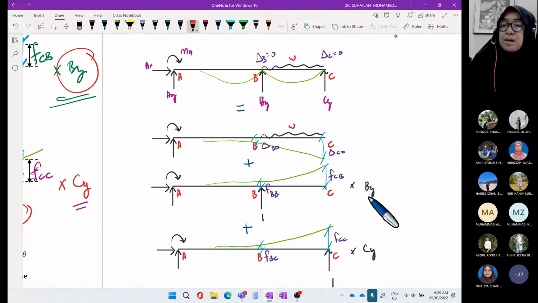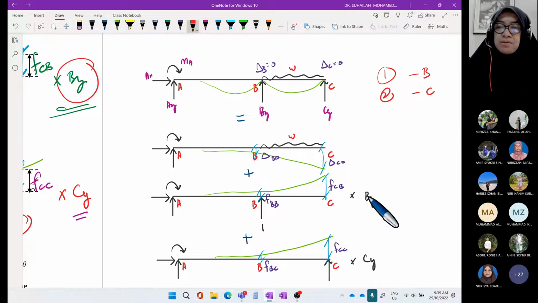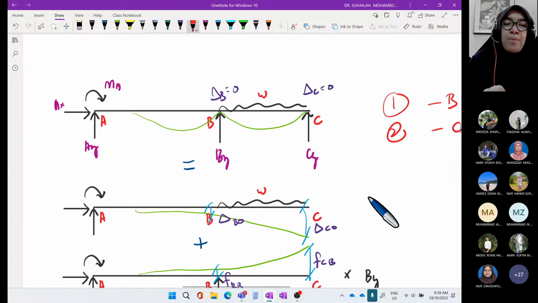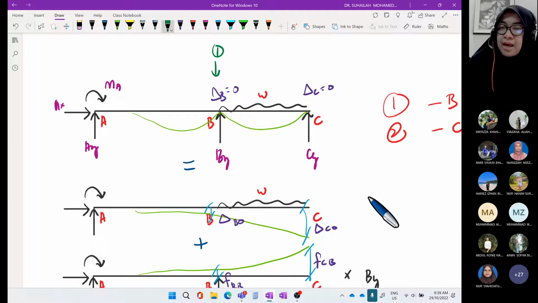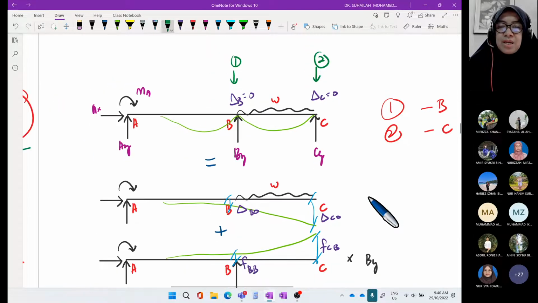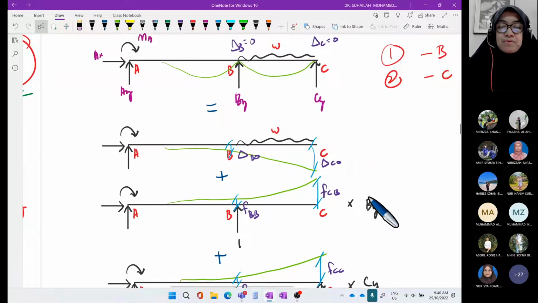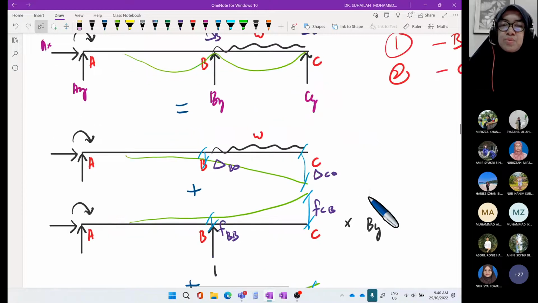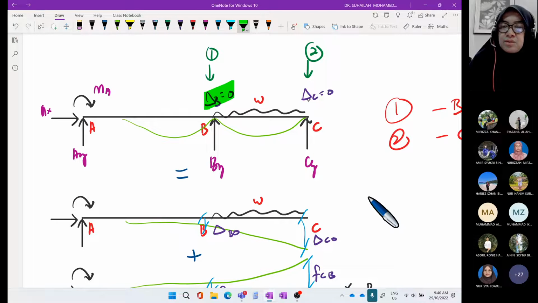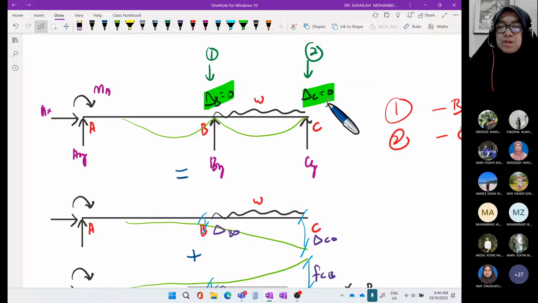position. Position number 1, position at B. Number 2, the position is at C. So we will actually write the equation. Okay, there are two equations. We will write at position 1 and position 2. If we write the equation from the principle of superposition, we will get, remember, delta B is equal to 0, delta C is equal to 0. So always write the compatibility equation starting from the primary system, so that we will get an equation which is equal to 0. Okay, start with primary beam.